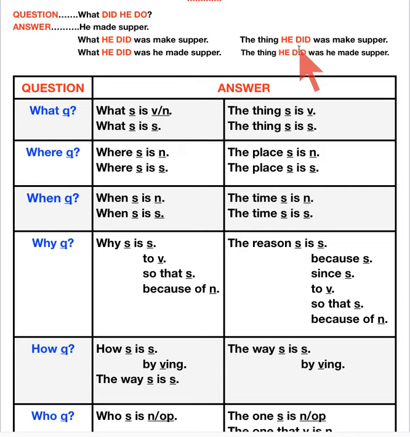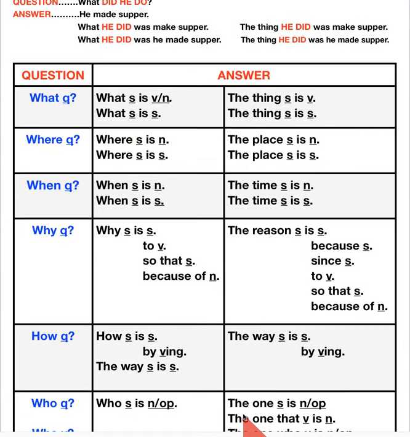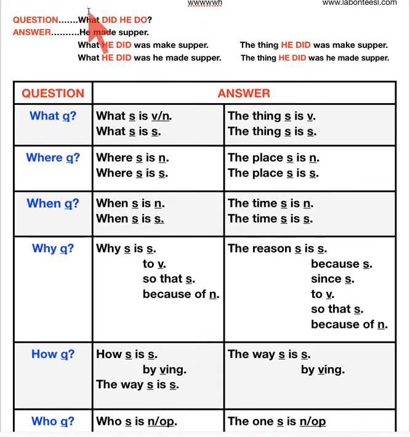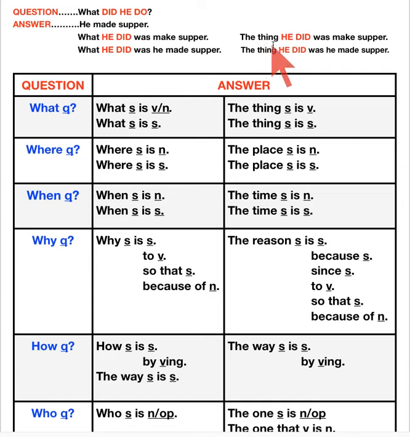If you use this format, these are the things that we learned in this particular lesson. It would go like this. What did he do? The thing he did was make supper, if you just add the verb, as you see here. If you add the sentence, the thing he did was he made supper. These are all the same.